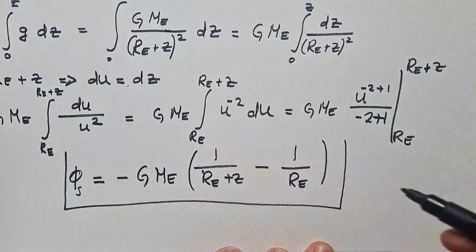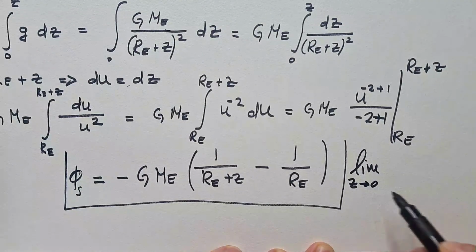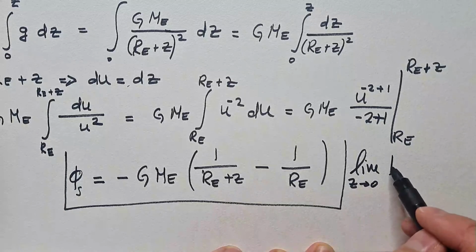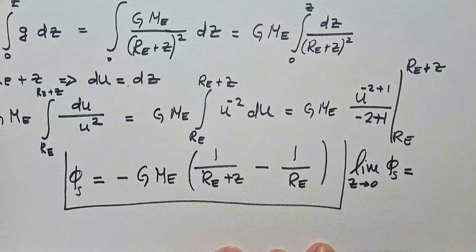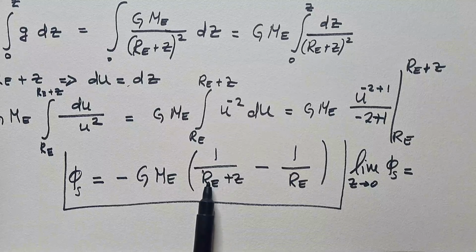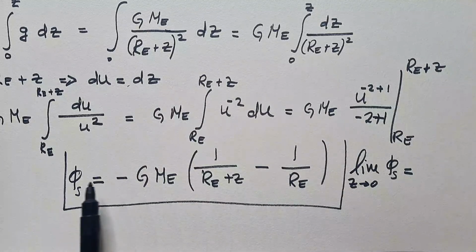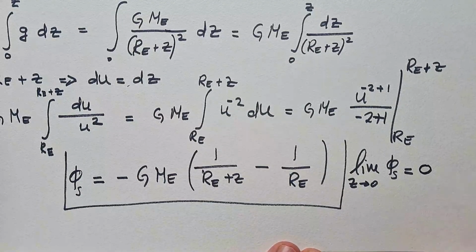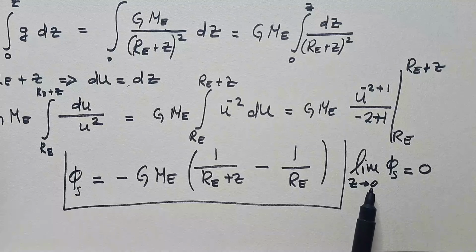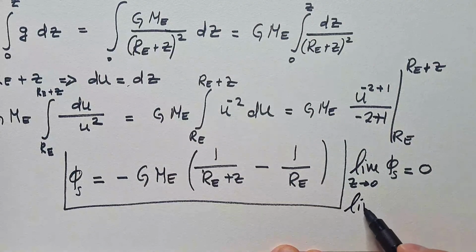Now, something remarkable. Look at this. If we take the limit as z goes to 0 of this phi_S, what is it equal to? When z tends to 0, this one tends to 1 over R_E, and then 1 over R_E minus 1 over R_E is 0, which means this whole thing is 0. And this makes sense. If we are on the surface of the sphere, we are at the 0 geopotential plane. Makes sense. Now let's see what happens when z tends to infinity.